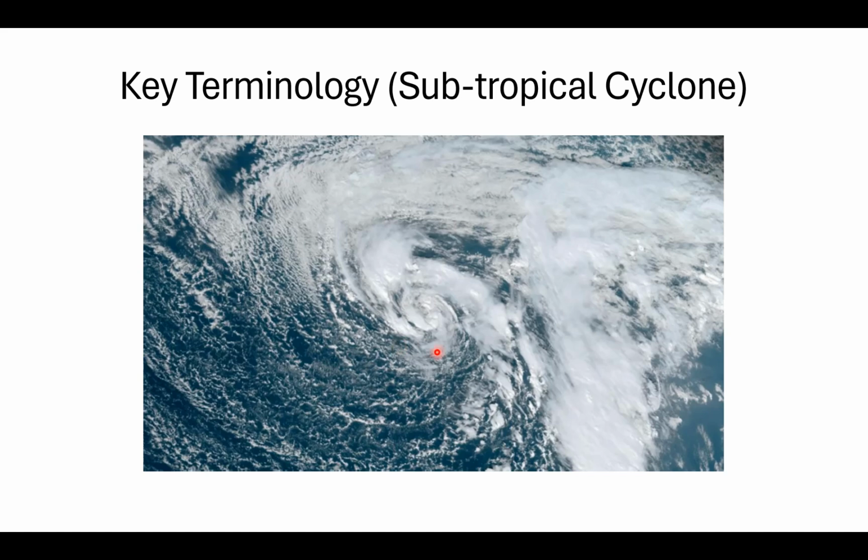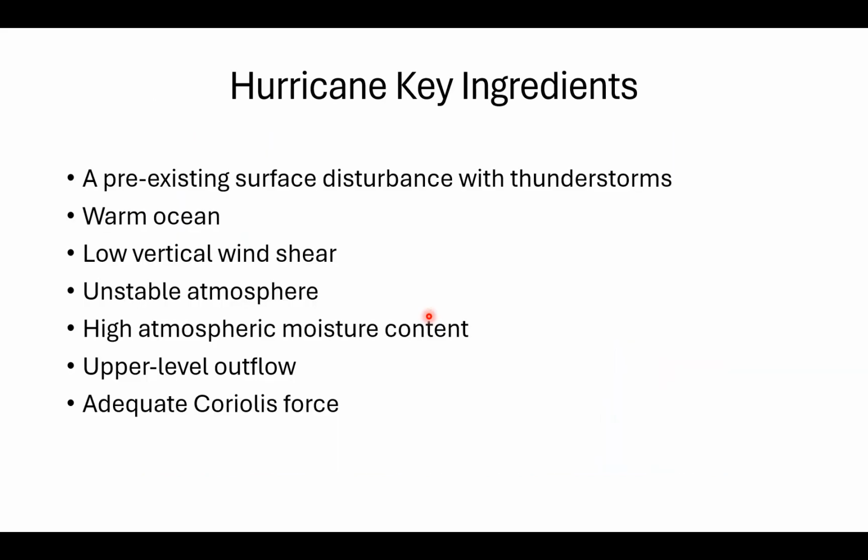So subtropical cyclones generally are going to be more elongated and again have cold core characteristics in the upper levels of the atmosphere. All right, so now that we discussed some of the key terminology, let's move on now to the hurricane key ingredients. What is necessary for hurricanes to form? All right, so let's take a look at these.